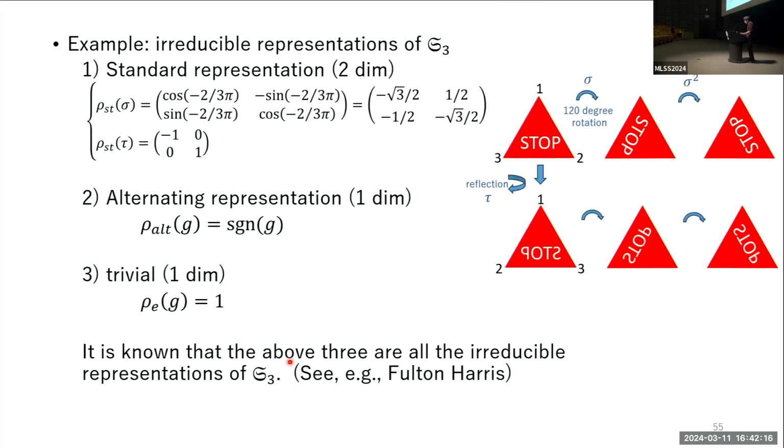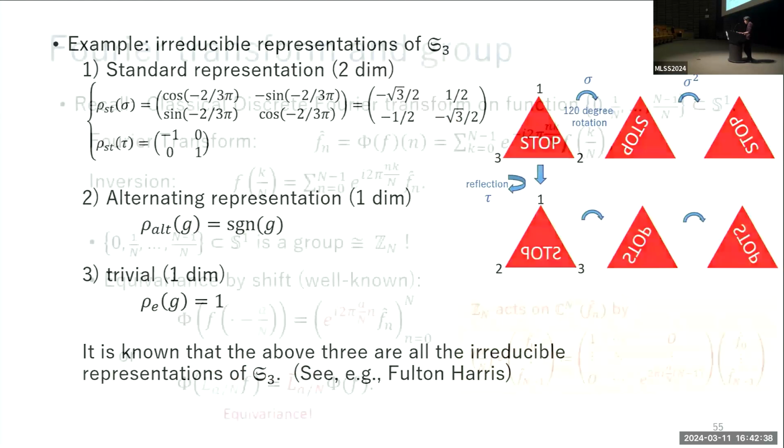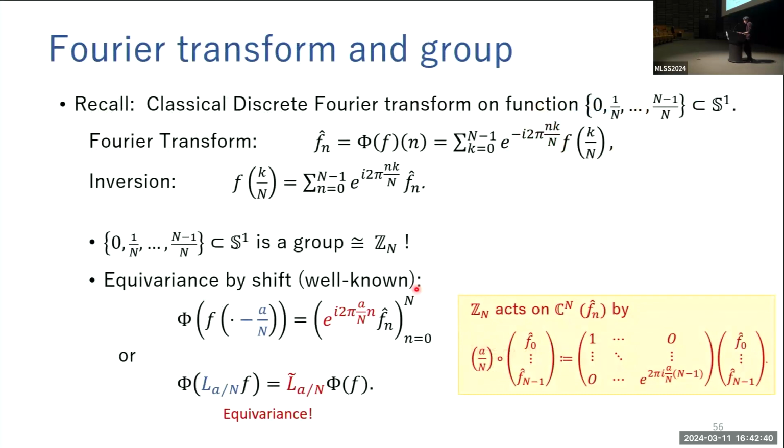I don't show the proof of this, but it is known that these three are all the irreducible representations of S3. Okay, so I'm going to explain the Fourier transform in connection with irreducible representations. And I apply these operators to make a representation learning.